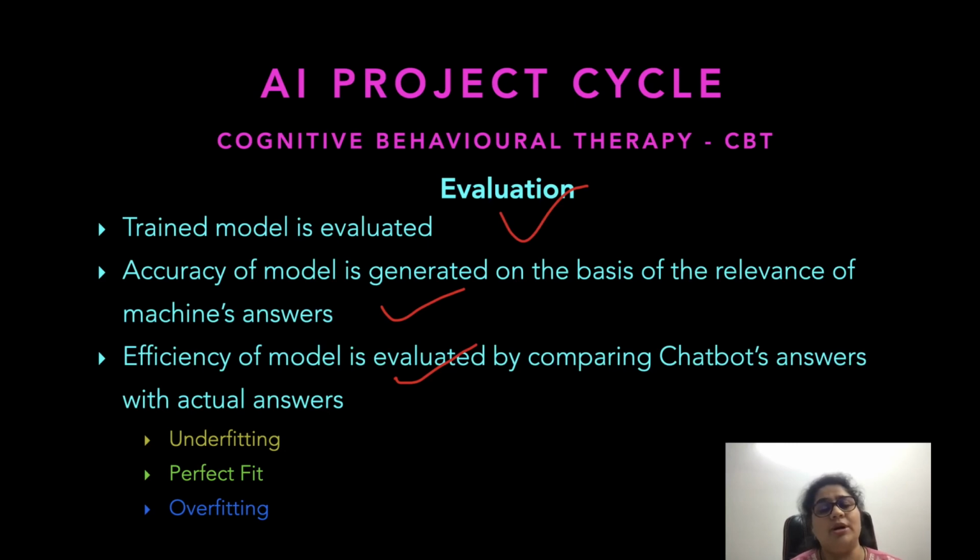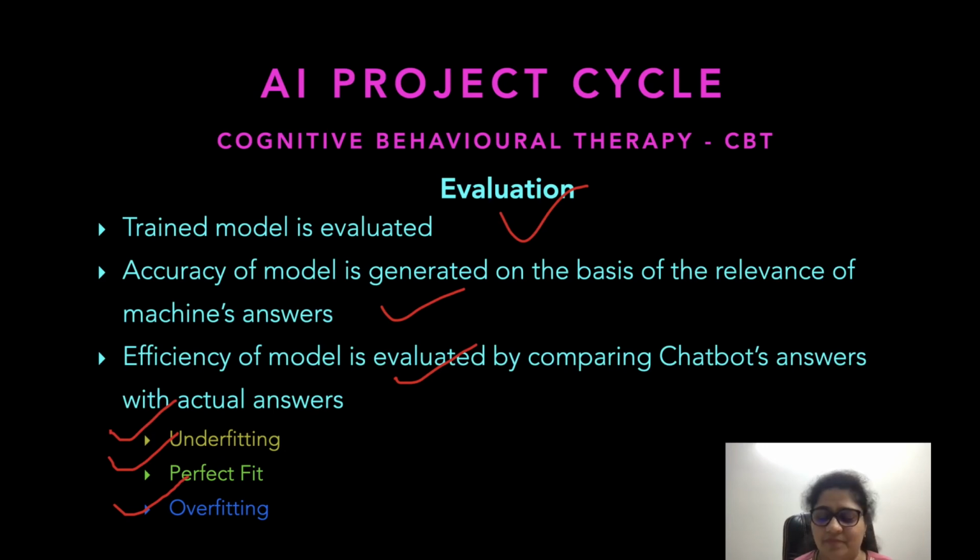The chatbot answer will be compared against those actual answers. On that basis, the efficiency of the model can be categorized into three parts. Number one, underfitting. Number two, perfect fit. And number three, overfitting. We'll talk in a while about all these three. But just food for thought for you: what should be underfitting here?